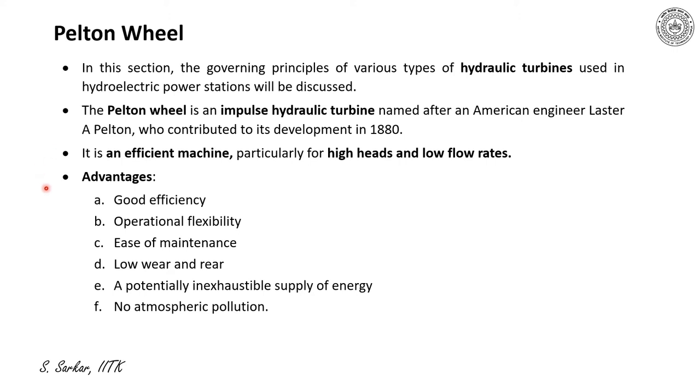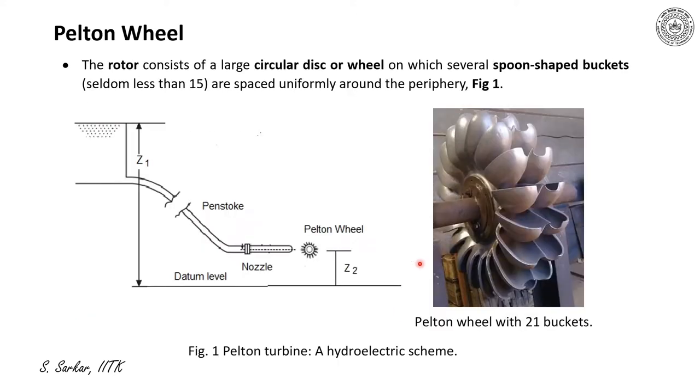What are the advantages of a Pelton wheel? The advantages are good efficiency, operational flexibility, ease of maintenance, it is very easy to maintain, low wear and tear, a potentially inexhaustible supply of energy, that's very important, and no atmospheric pollution. Please note that it should not create any atmospheric pollution like a gas turbine. I have indicated here the picture of a Pelton turbine with 21 buckets.